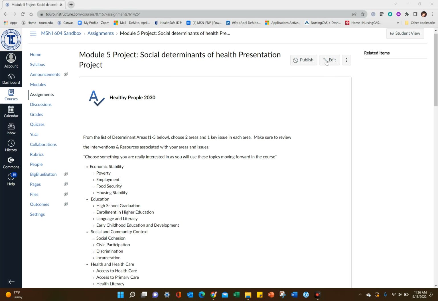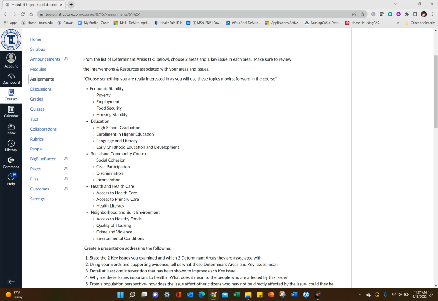We have 5 listed: economic stability, education, social and community context, health and healthcare, neighborhood and built environment. Now, under each of these headings, we have some sub headings here. So when we're looking at our patient population and the social determinant of health, economic stability, we're looking to see the impact of economic stability on our patients' health.